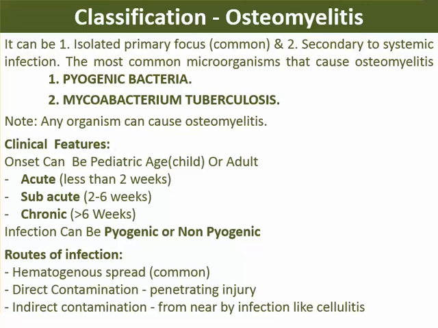We classify osteomyelitis as primary osteomyelitis and secondary osteomyelitis. Primary means infection directly happening in the bone, which means any trauma. If there is any direct trauma, the bacteria can enter directly into the bone. Or if the person is diabetic and has some infection in the skin or subcutaneous tissue, that infection can go directly to the bone.